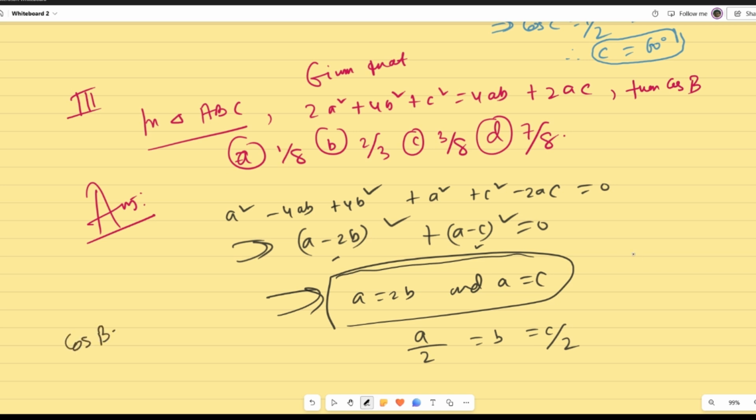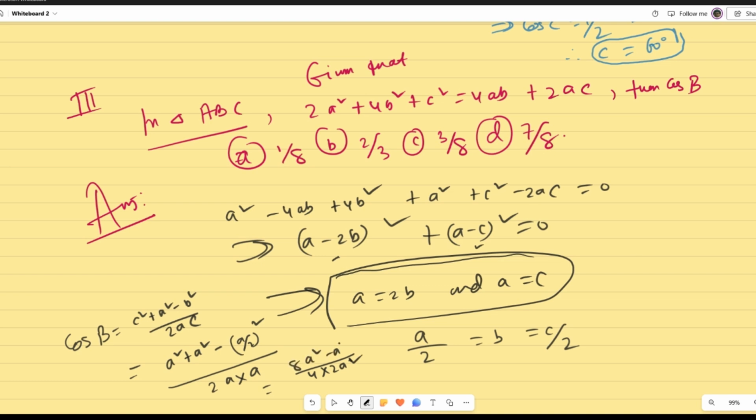What is that? C square plus A square minus B square by 2AC. Put the value of C here. Put the value of B here. So keep in terms of A everything. This is 2A into A. So 4 into 2A square. Here 8A square minus A square.